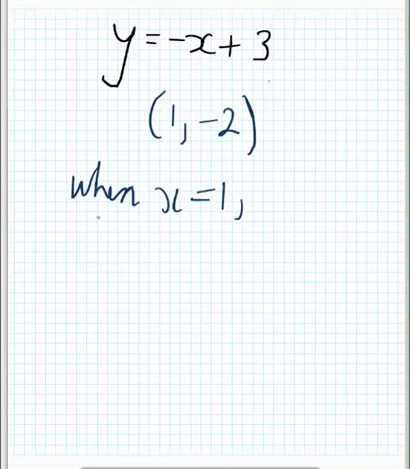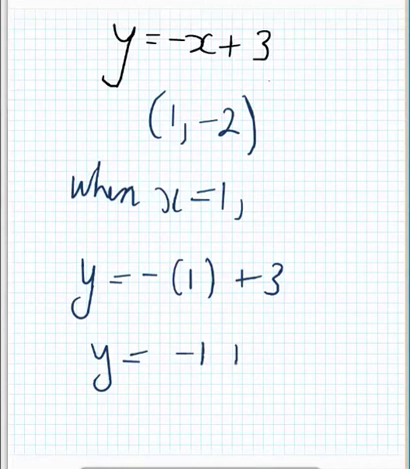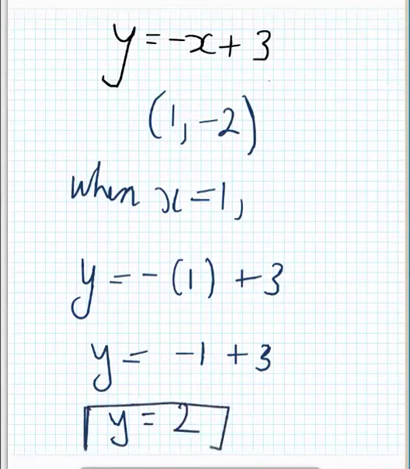So when x is 1, let's sub it in. y equals minus 1 times 1 plus 3. That leaves us with negative 1 plus 3, which is positive 2. Now, what do you notice? We got a positive 2, not a negative 2. So this point here does not belong to this equation or to this straight line.